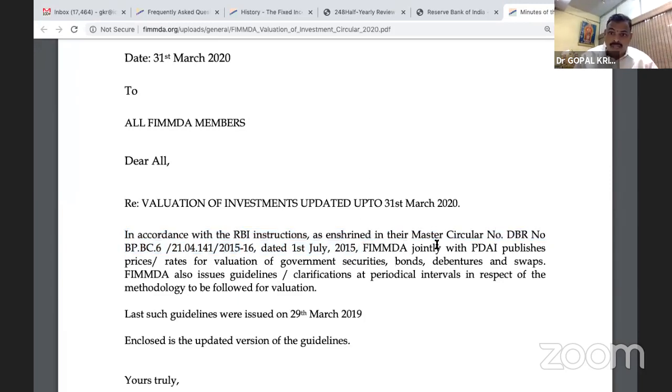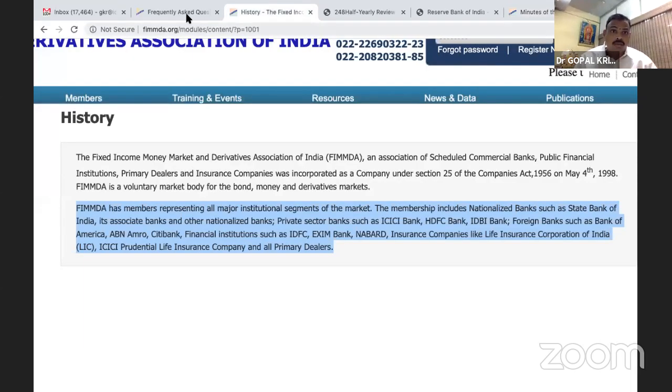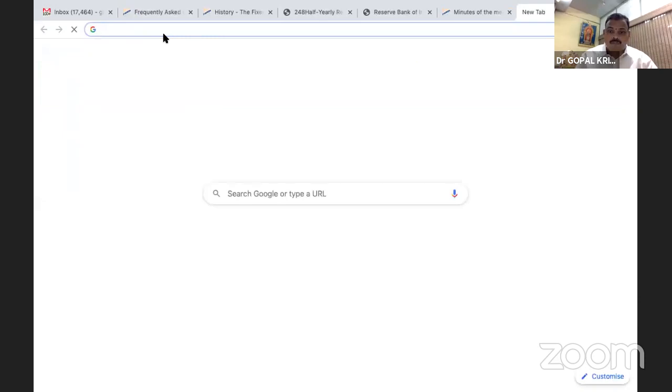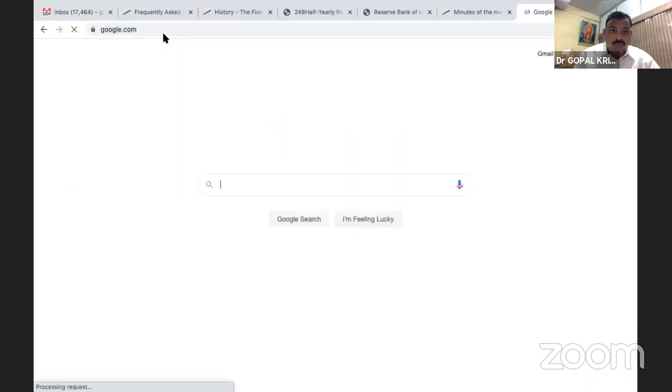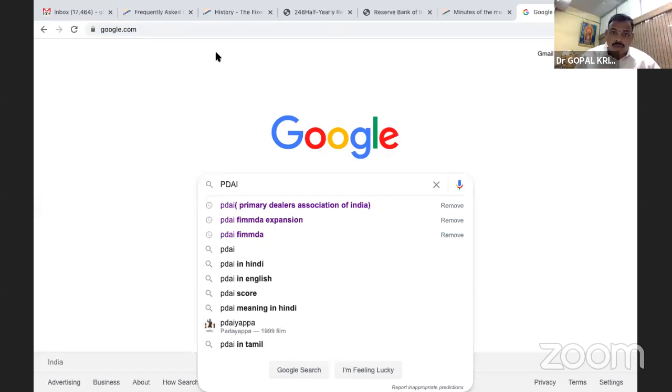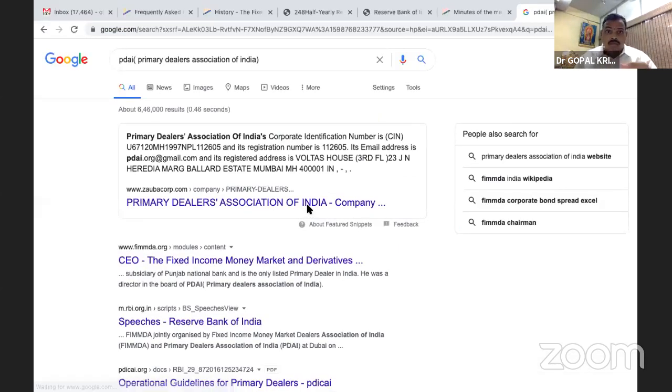So FIMDA jointly with PDAI. PDAI is actually the Primary Dealers Association of India. So please look at this. So this is the Primary Dealers Association of India. They are also a Section 25 company, and they have their office at Volta House in Mumbai. They are also a member of the Primary Dealers of Money Markets, and they are also members of FIMDA.